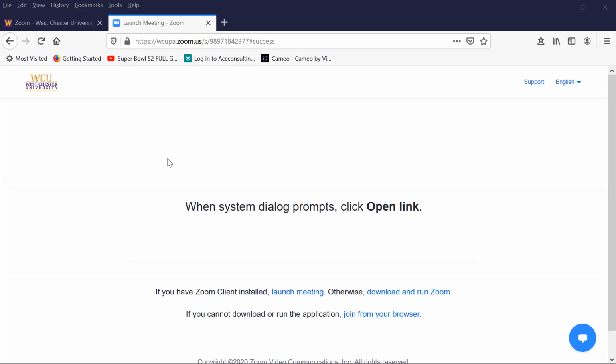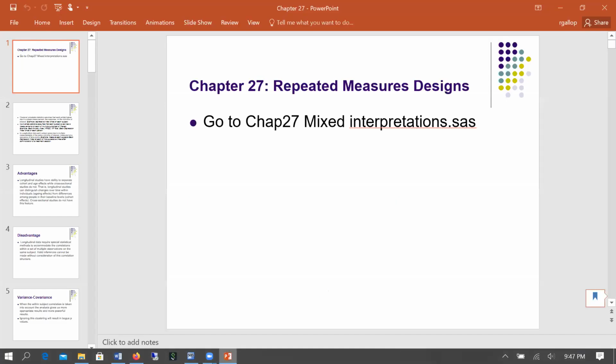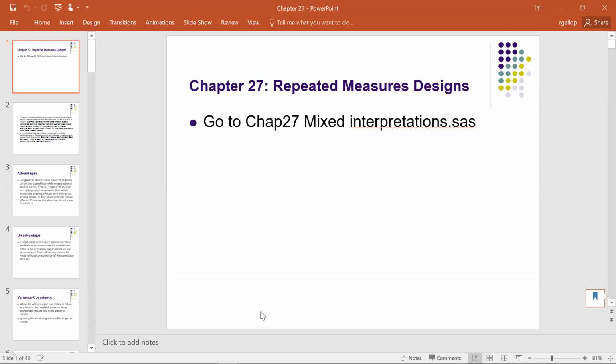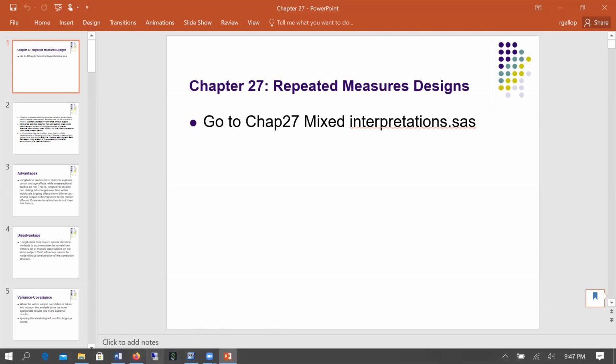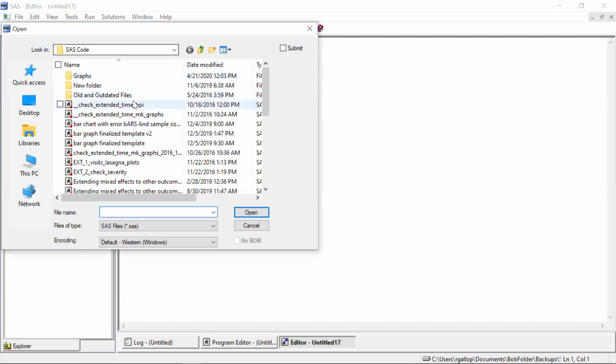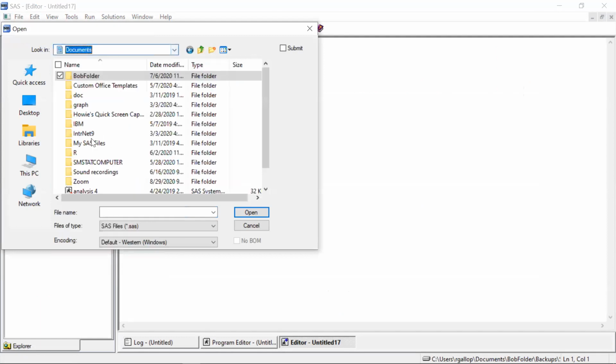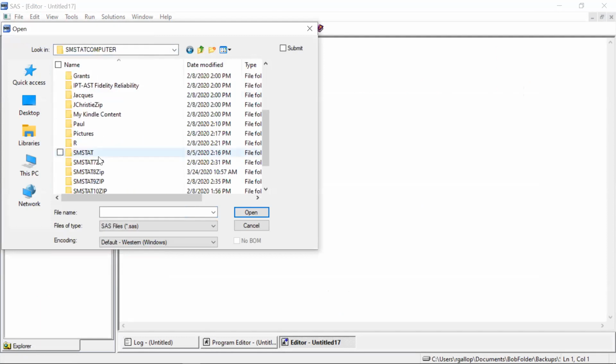So you guys are sharing my screen right now and we're in chapter 27. This is the last topic that we'll do for STA 513 and this starts dealing with repeated measures designs. Let me take you first to the first program of chapter 27, called mixed interpretation, and just give you a little lay of the land of that.